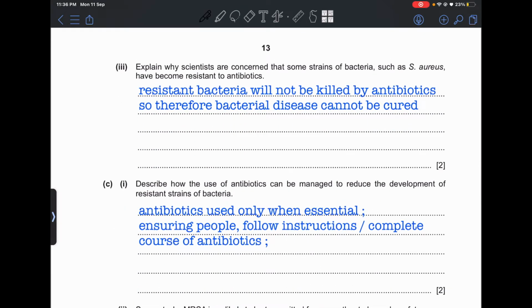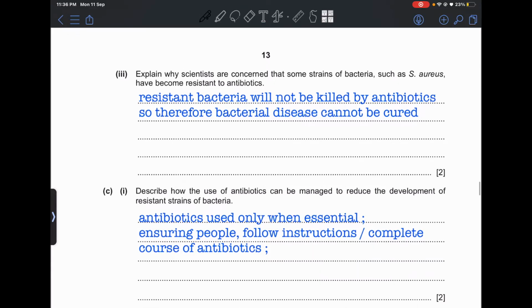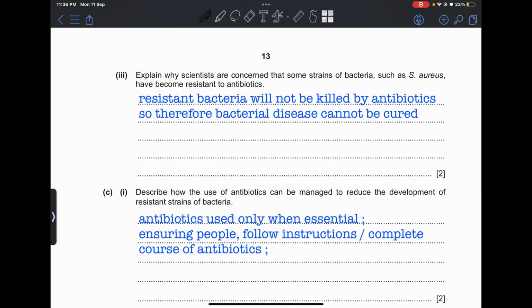Triple I, explain why scientists are concerned that some strains of bacteria, such as MRSA, have become resistant to antibiotics. Of course, this is a problem because it will cause a lot of bacterial diseases to not be cured, and it will be very hard to cure these diseases for someone who has antibiotic resistance. So, also, this will cause resistant bacteria to not be killed by antibiotics.